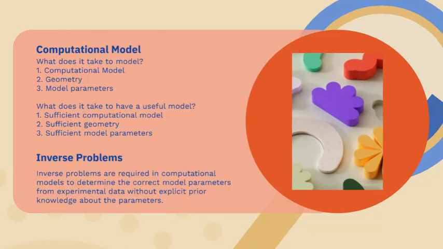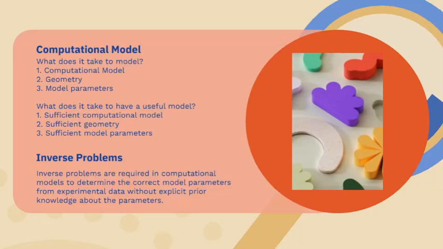So first off, what does it take to model? How difficult is it, and what do we need? Well, first off, to be able to do modeling, we need some computational model, usually some geometry, and then some model parameters. Once we have all three of those, we can start churning out solutions and results and responses.